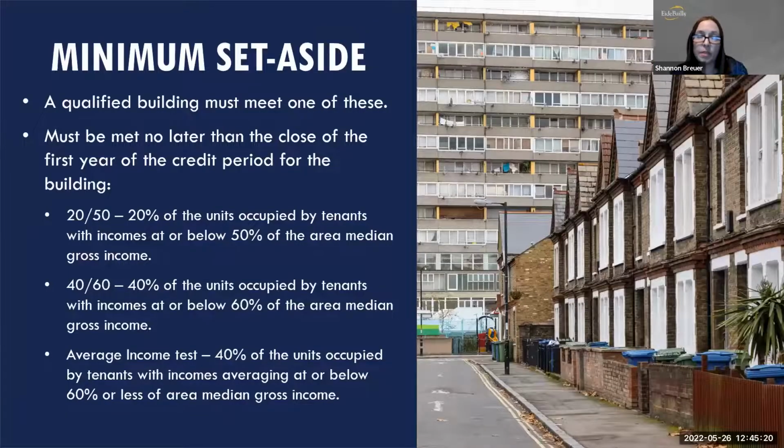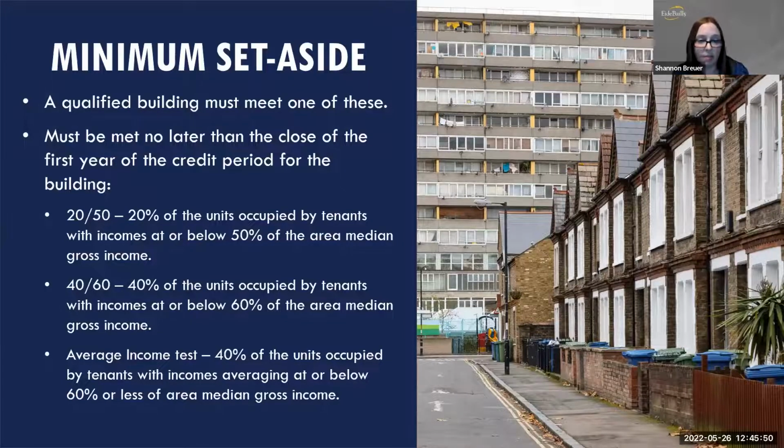So in order to be considered a qualified building, one of the minimum set-aside tests must be met. And this means that a minimum number of units must be for use by low-income tenants. And the owner actually elects which minimum set-aside test they intend to utilize. The 20-50 test means that at least 20% of the units will be rent restricted and occupied by tenants whose gross income is 50% or less of the area median gross income.